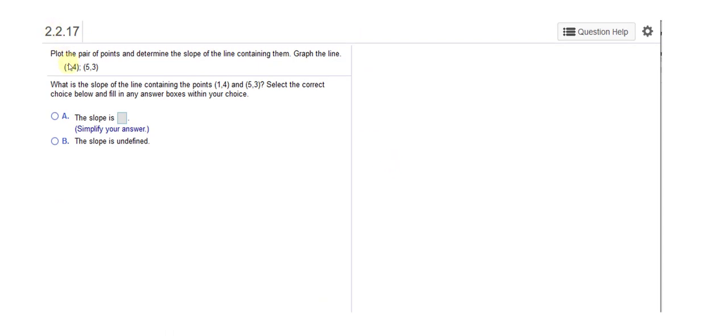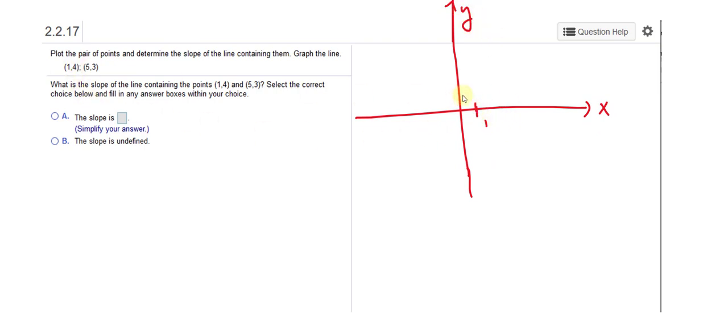Okay, the next question. Plot the pair of points and determine the slope of the line containing them. So you are asked to plot the points on the xy plane. This is x, this is y. (1, 4): 1 is for x, and 1, 2, 3, 4 is for y, which is here. (5, 3): 1, 2, 3, 4, 5 for x, and then 3 for y, which is right here. Now you want to connect these two points and then find the line.